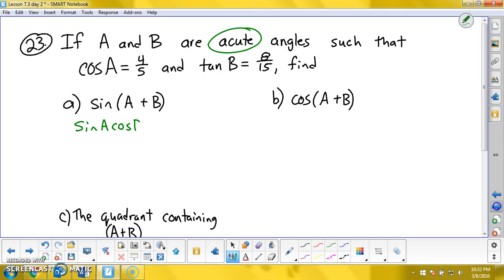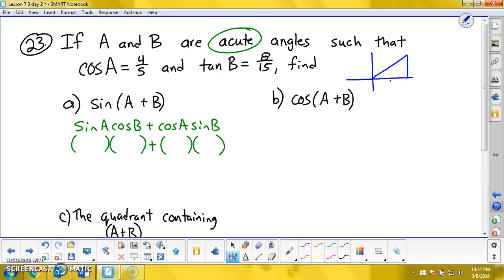Sine of A, cosine of B, plus cosine of A, sine of B is what we have here. Now I'm going to need to put in 4 values from the given information up above. It says the cosine of angle A is 4/5. So I'm going to draw a triangle in the first quadrant, and since the cosine is 4/5, I put a 4 on the adjacent, a 5 on the hypotenuse. I could use the Pythagorean Theorem to come up with the opposite length, which would be 3. This is for angle A.